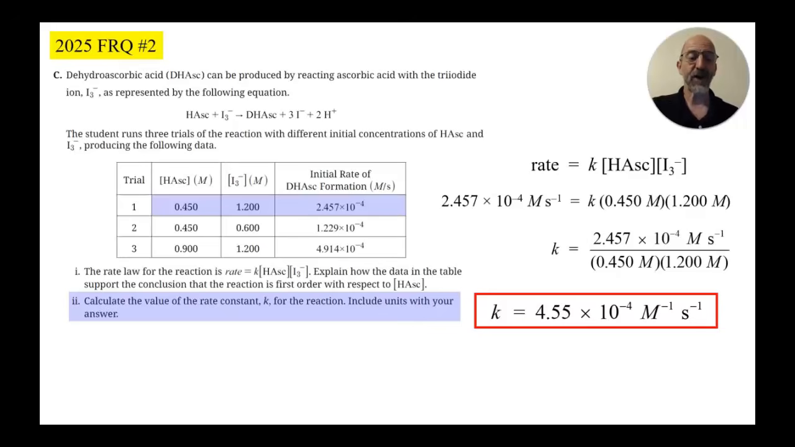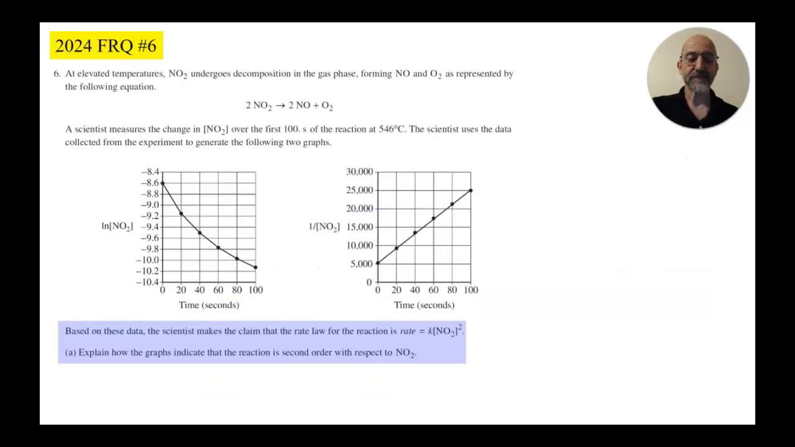All right, let's go ahead and take a look at our next kinetics question. Here we have two graphs, one of which is a straight line. And so we are given two graphs, and it says, based on these data, the scientist makes the claim that the rate law for the reaction is rate equals rate constant times concentration of NO2 to the second power. In other words, we are given a second order rate law. And the question asks, explain how the graphs indicate that the reaction is second order with respect to NO2.